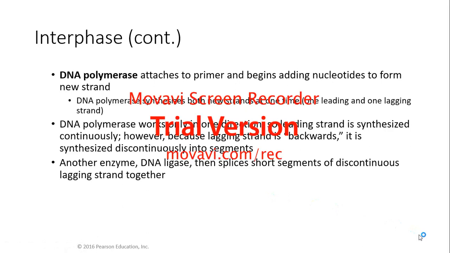So the end result of DNA replication is two identical daughter cells, okay? The DNA molecules are exactly identical to the parent DNA, okay? So the end result of DNA replication is going to be the exact same copy of the parent DNA. Essentially, they call the replicated DNA daughter cells, okay?